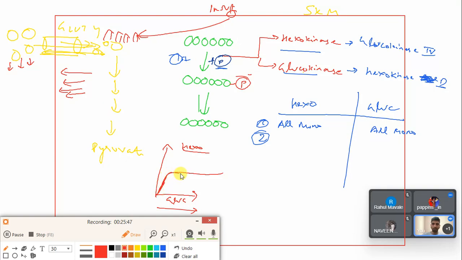But after a certain point, even if you increase the glucose concentration, there won't be any activity. Basically, this enzyme has been saturated. Okay, so this is the hexokinase.